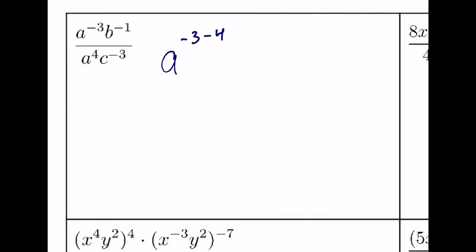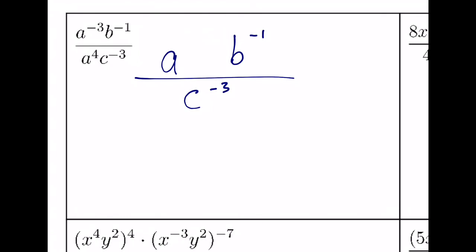For this next problem, we will use the quotient rule. To divide two exponents with the same base, you keep the base and subtract the powers. So negative 3 minus 4. Notice that b and c do not have the same base. So we're going to leave b to the negative 1 on top and put c to the negative third on bottom. Now, what is negative 3 minus 4?